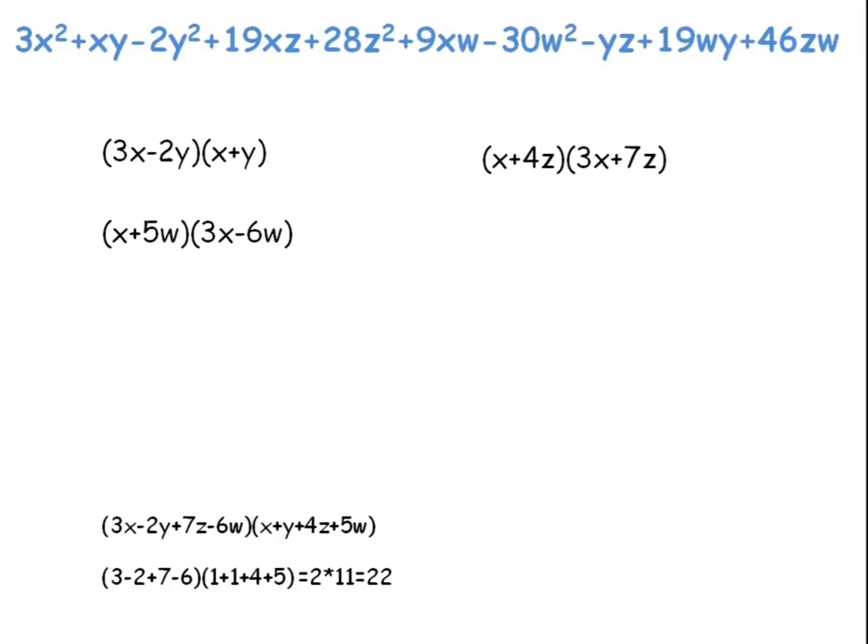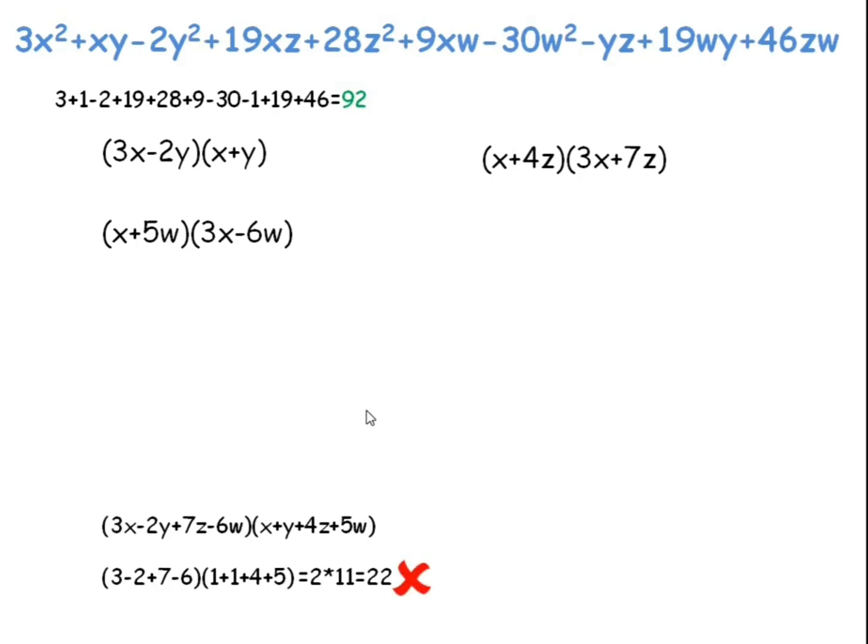Now let us see what this value actually comes out for the actual equation. 3 plus 1 minus 2 plus 19 plus 28 plus 9 minus 30 minus 1 plus 19 plus 46. Now we sum all of these up, and we can see that we are getting a value 92. So our 22 is nowhere near 92. So this is a big wrong.